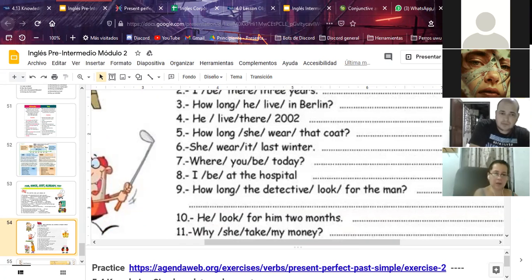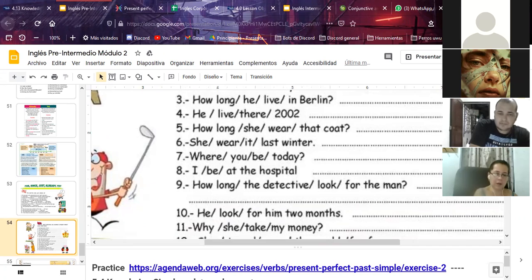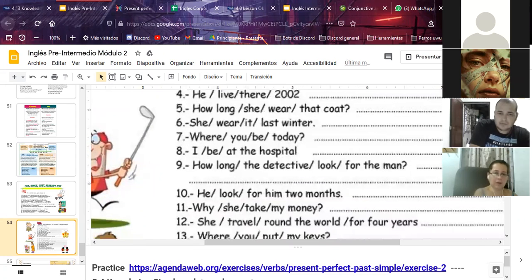How long has he lived in Berlin? How long has he lived in Berlin? Good. Perfect. An answer for that one could be 4-5 years. Okay. Or since 1995, anything like that. So you can use both for the answer. What about number four?